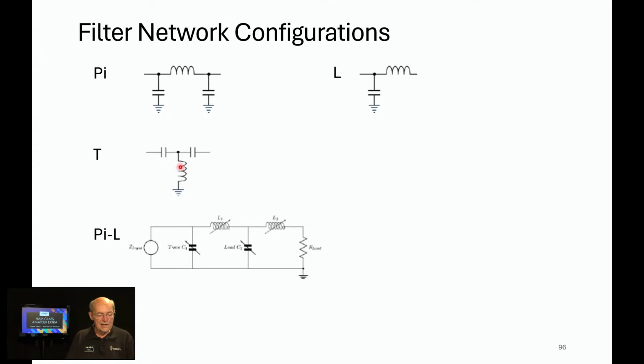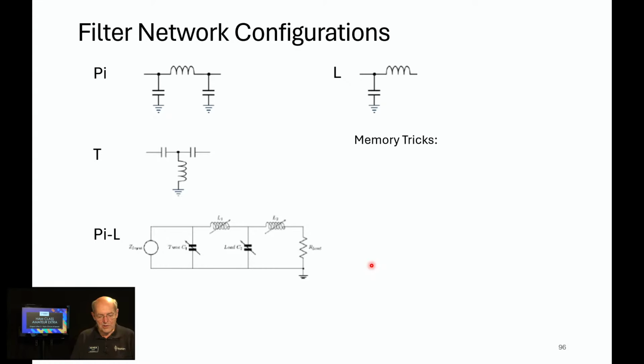Next, we've got pi. You can kind of see that this looks like the letter pi. We've got an L. It looks like an L. This would be a low-pass filter, inductor in series. This is a T network. This is going to be a high-pass filter. We have capacitors in series. And this is a pi L. This is basically a pi here, but with an additional inductor on the output. That's a pi L configuration.